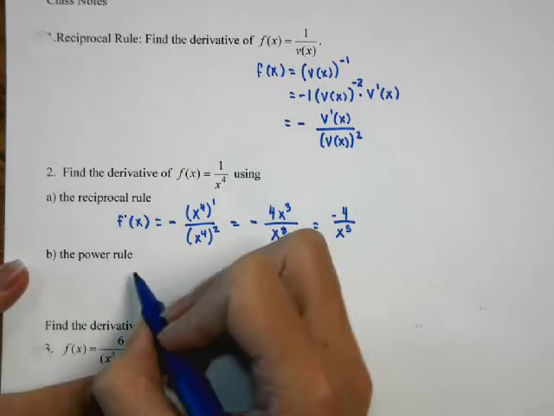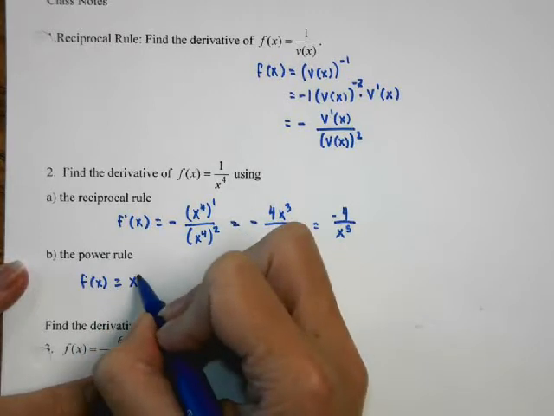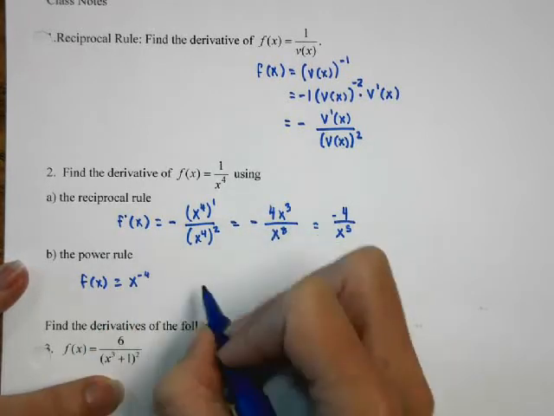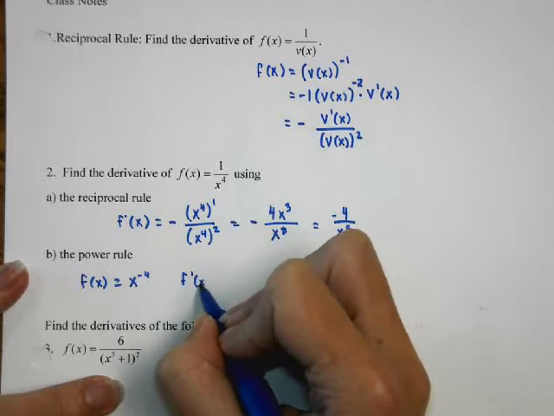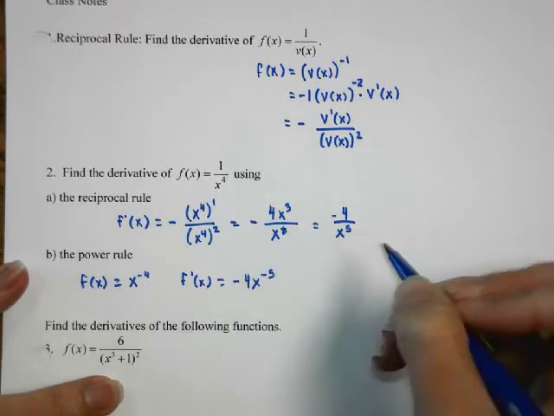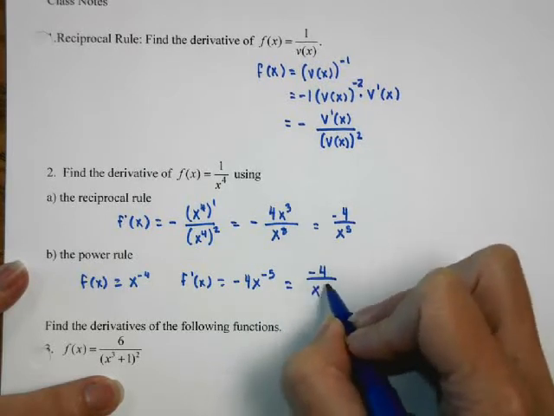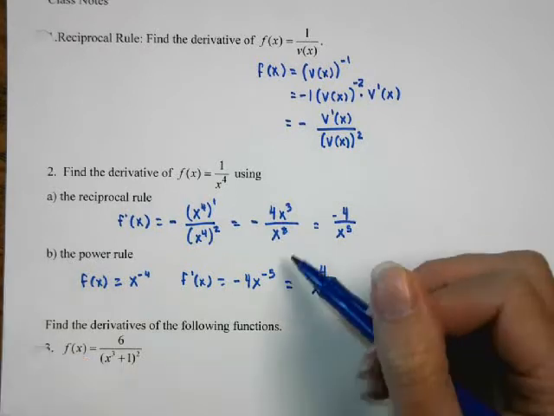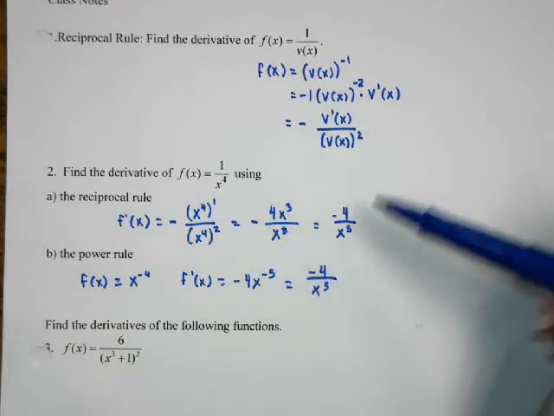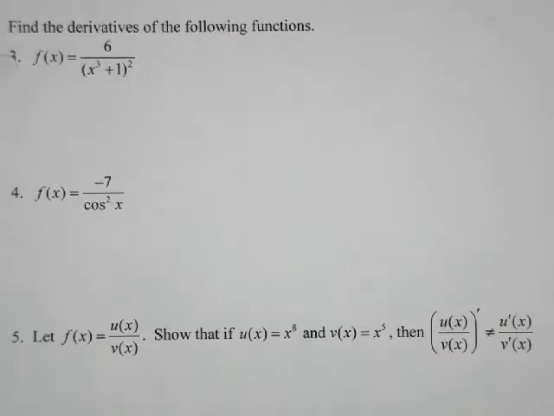Now if I use this as a power, making f of x equal to x to the negative 4, f prime of x is going to equal negative 4x to the negative 5, which we could write as negative 4 over x to the 5th, because the negative puts it in the denominator. So we get the same thing using either method.